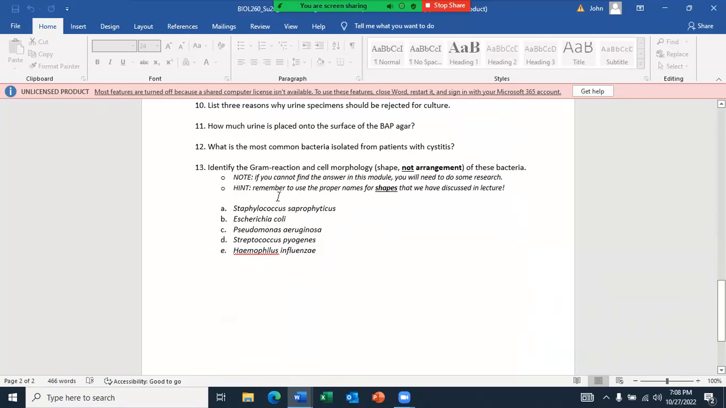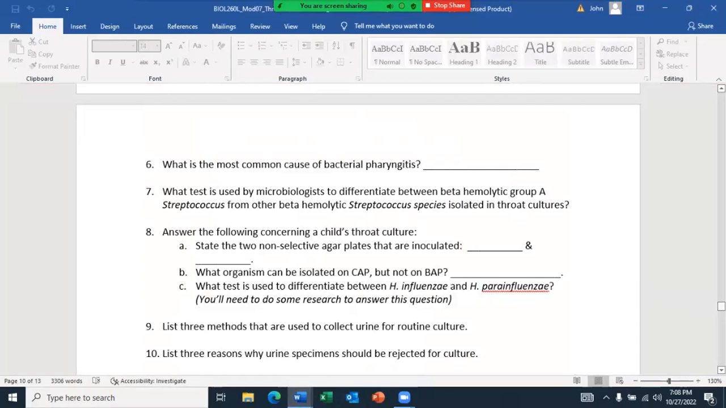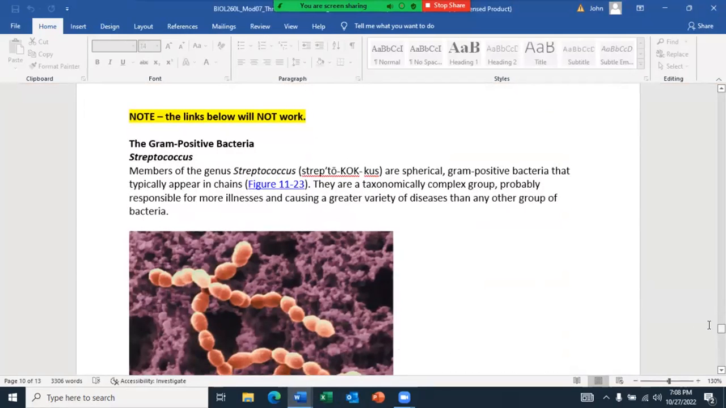And then 13, identify the Gram reaction and the cell morphology, the shape of these bacteria. You may need to look these up. Most of them are discussed in the lab or in the handout to the lab module, meaning there's some text after the lab module. I'm going to scroll to it now. The links in this do not work, but the text is correct, okay? So there's some information after the lab module.